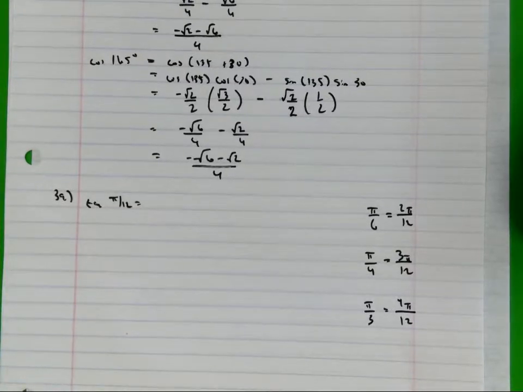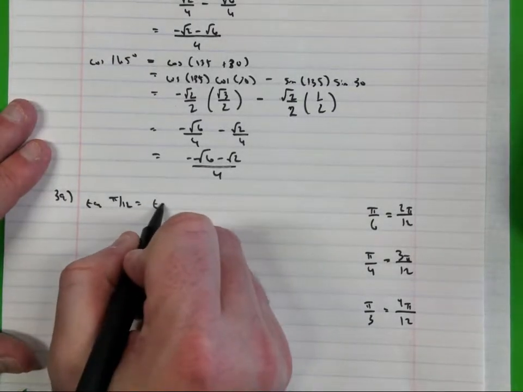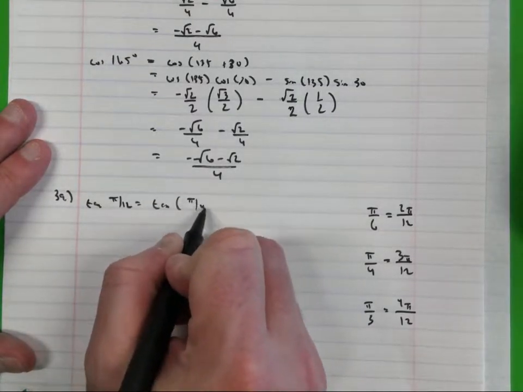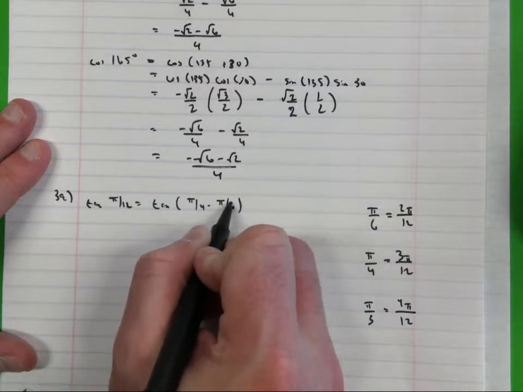There's a couple ways you could do this. What's one way you did it? Pi over 4 minus pi over 6? Yes. Is it important to put pi over 4 first in this case? Yes, subtraction is not commutative. So tangent of pi over 4 minus pi over 6.